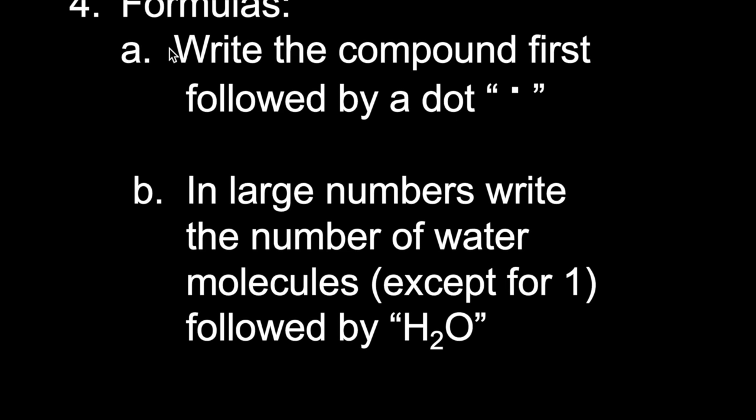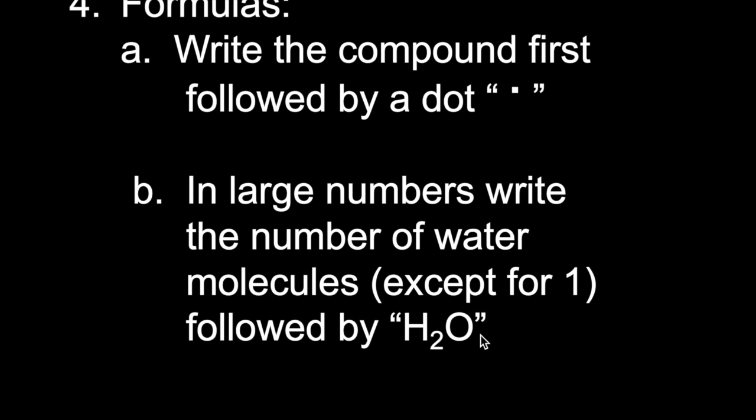The way that you write the formulas for these compounds is you write the compound first, like calcium chloride or sodium carbonate or something like that. Then you'll see a dot followed right after the formula, and the dot is raised up. It's not on the bottom, it's not a period, but it's raised up. Then in large numbers, you write the number of water molecules, except for 1. So basically this is like a coefficient, which you put right before the formula H2O.